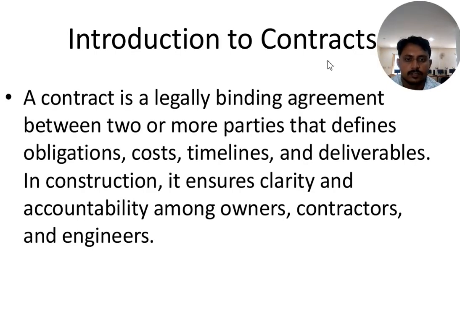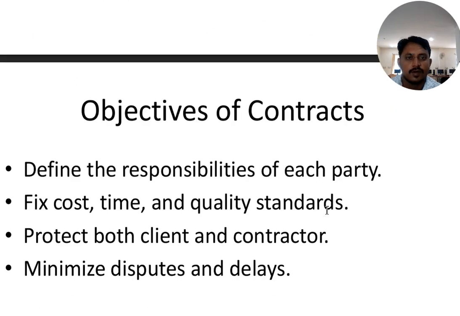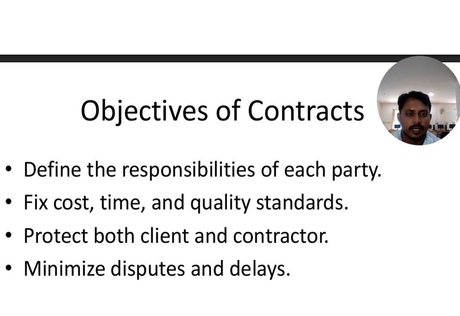The third party, so mention the two or more parties. So if you see in construction, it ensures clarity and accountability between the owners, the contractors and engineers. So these three persons are the main important for completion of construction works. See, what is the main objective of the contracts?